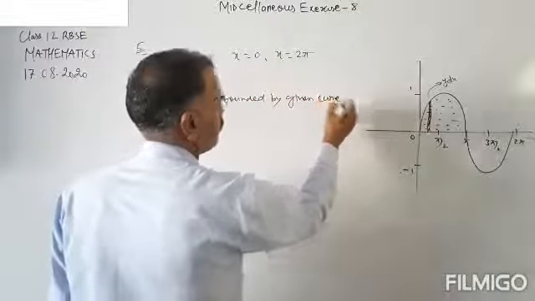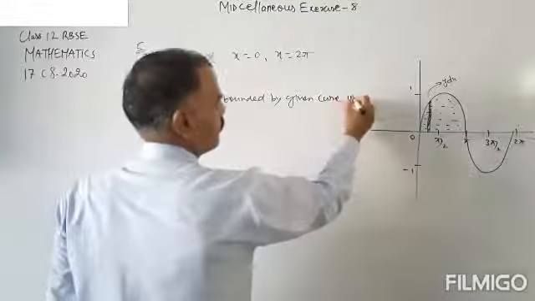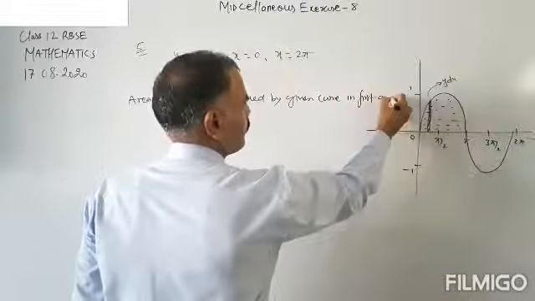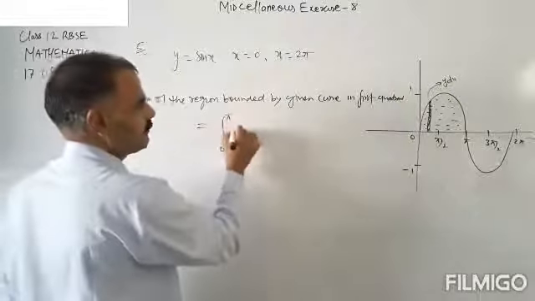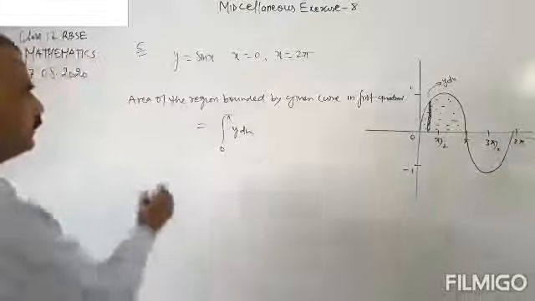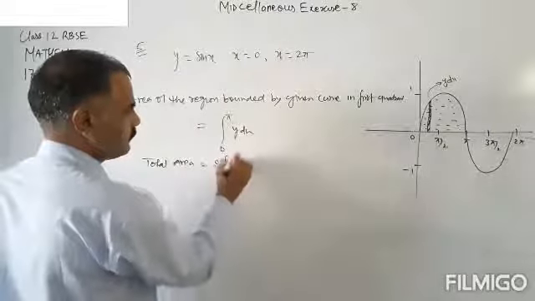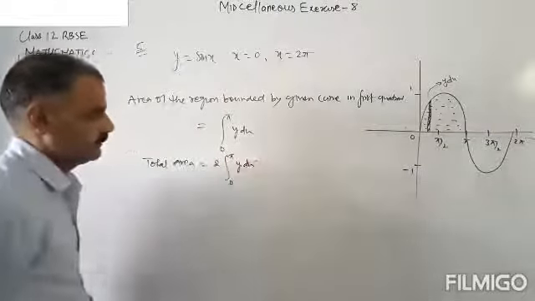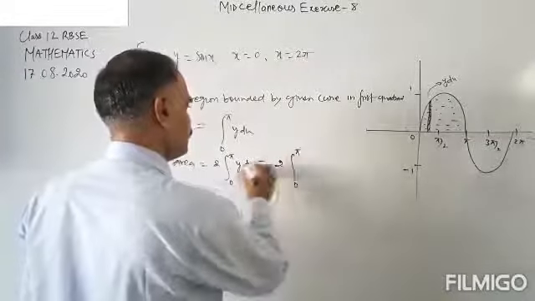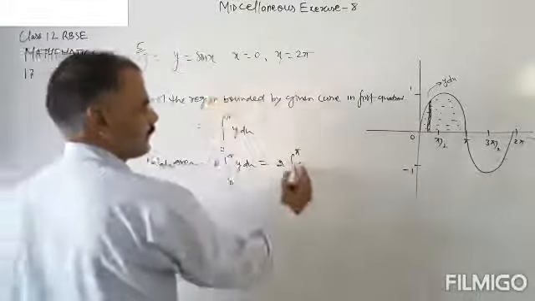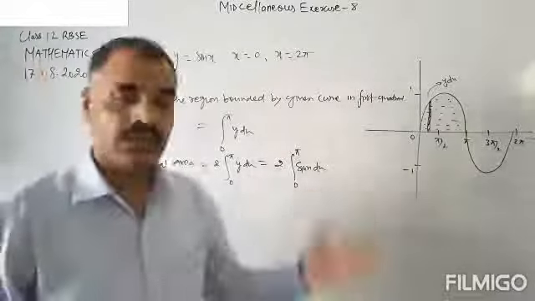the area of the region bounded by the given curve in the first quadrant is equal to the integral from 0 to pi of y dx. And the total area is equal to double the integral from 0 to pi of y dx, that is double the integral from 0 to pi of sin x dx, where y is taken as sin x. So from this we can find the total area.